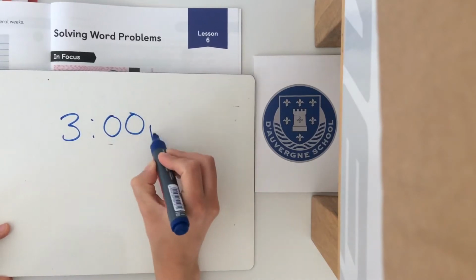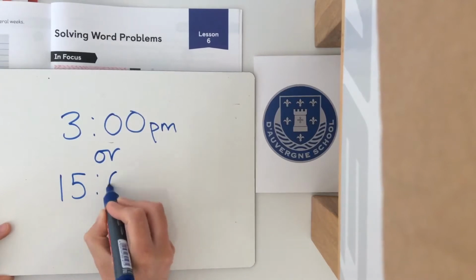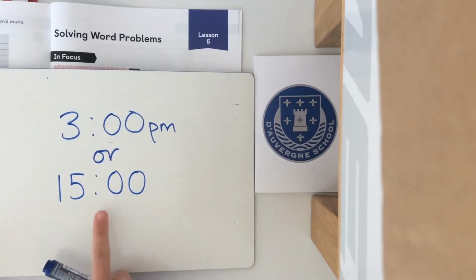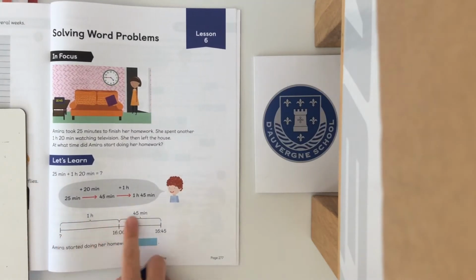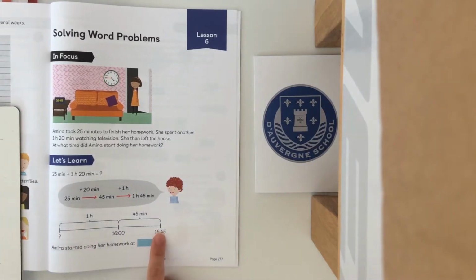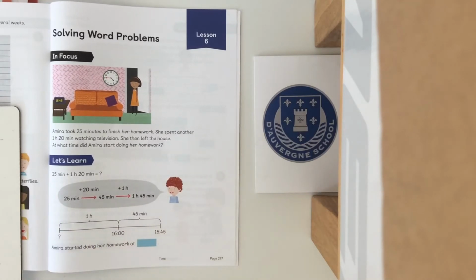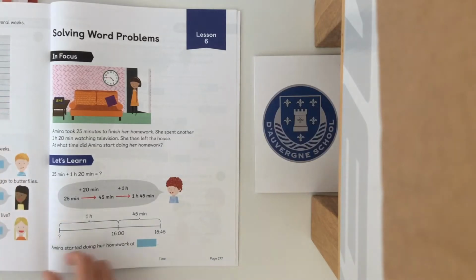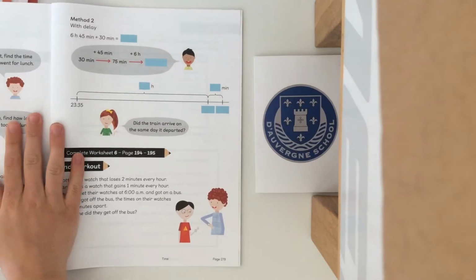So it's 3 p.m. or 15:00. So that's the time that Amira started her homework. We add the hour and 45 and it takes us to 4:45 when she left the house. Okay, so you can see how these number lines are useful to chunk, to take away or add your units of time. So now it jumps straight to the guided practice for you to have a turn.